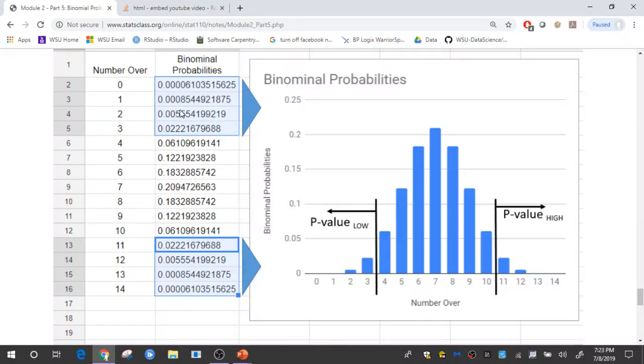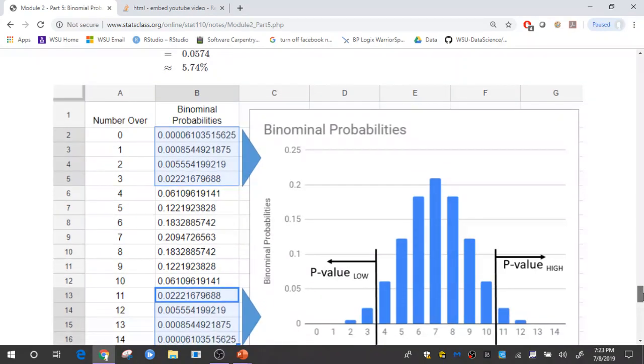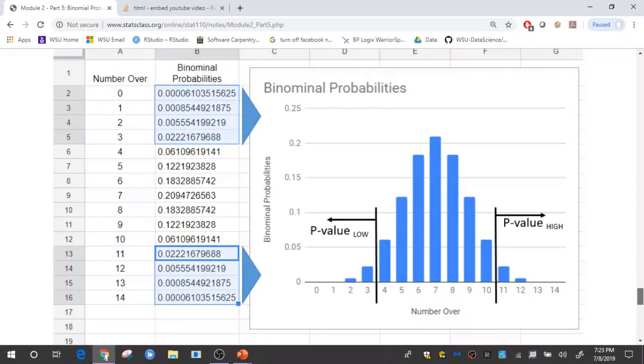If we add up these probabilities here, that would be the probability on the low side. I also need the corresponding values on the high side as well. So values 11, 12, 13, and 14, excuse me. Now for this particular reference distribution, this is a 50-50 scenario. And under a 50-50 scenario, those two probability values, the probability of low and the probability of high, are going to be the same.